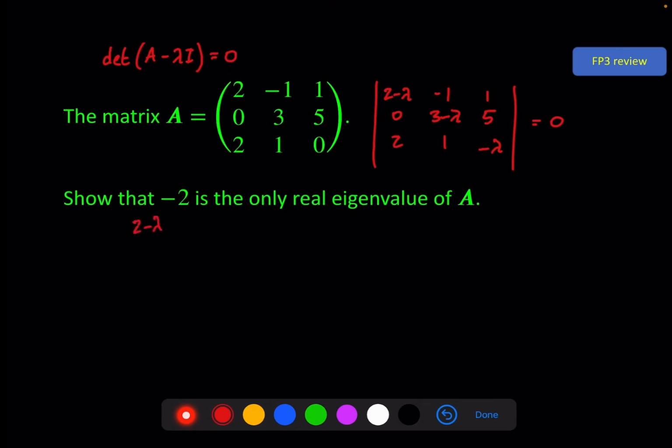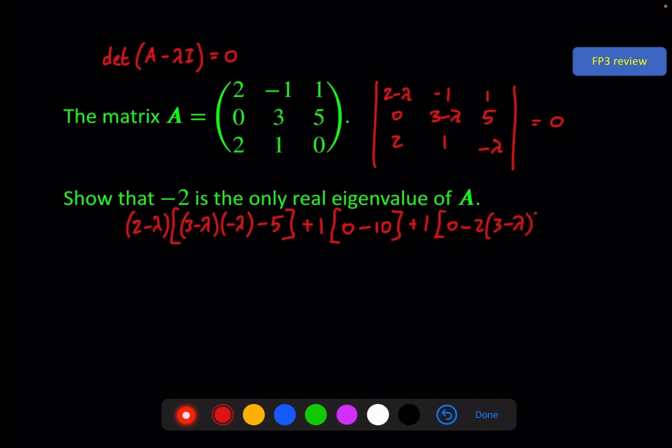So 2 minus lambda times the minor, which is 3 minus lambda times minus lambda minus 5 times 1. Then minus the second element, so it's minus 1 times its minor, 0 minus 10, plus the third element times its minor, 0 minus 2 times 3 minus lambda. And that has to equal 0 when we're solving for lambda.